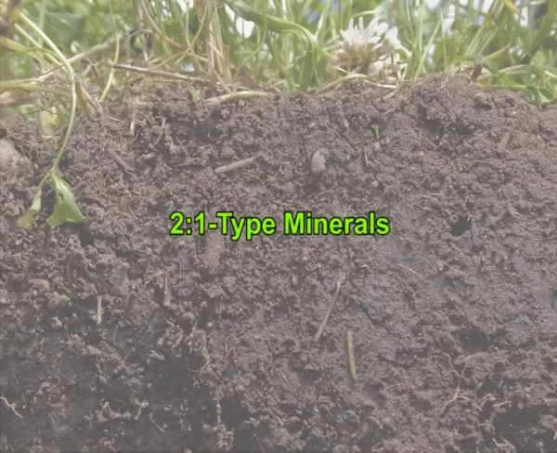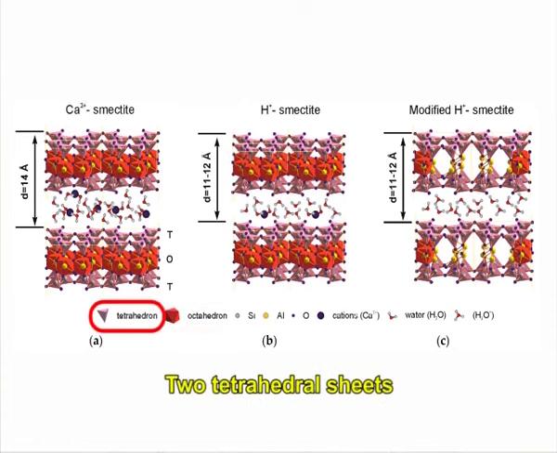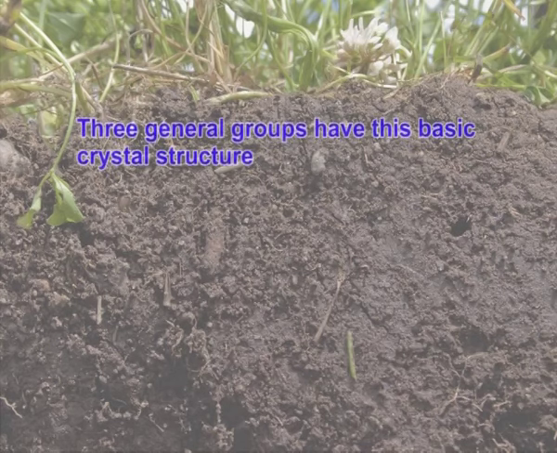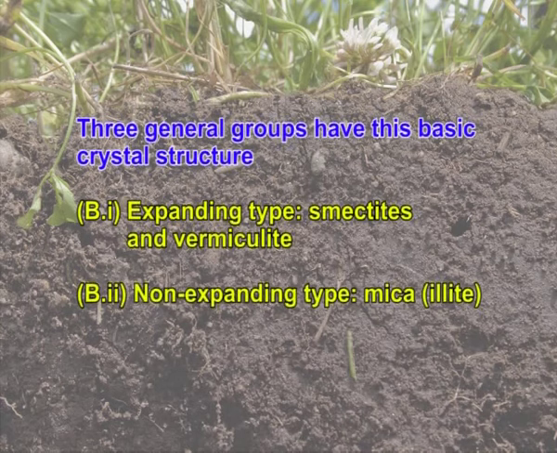2:1 type minerals. The crystal units or layers of these minerals are characterized by an octahedral sheet sandwiched between 2 tetrahedral sheets. They are called tetra-octa-tetra or TOT type. 3 general groups have this basic crystal structure: expanding type smectites and vermiculite, and non-expanding type mica or illite.